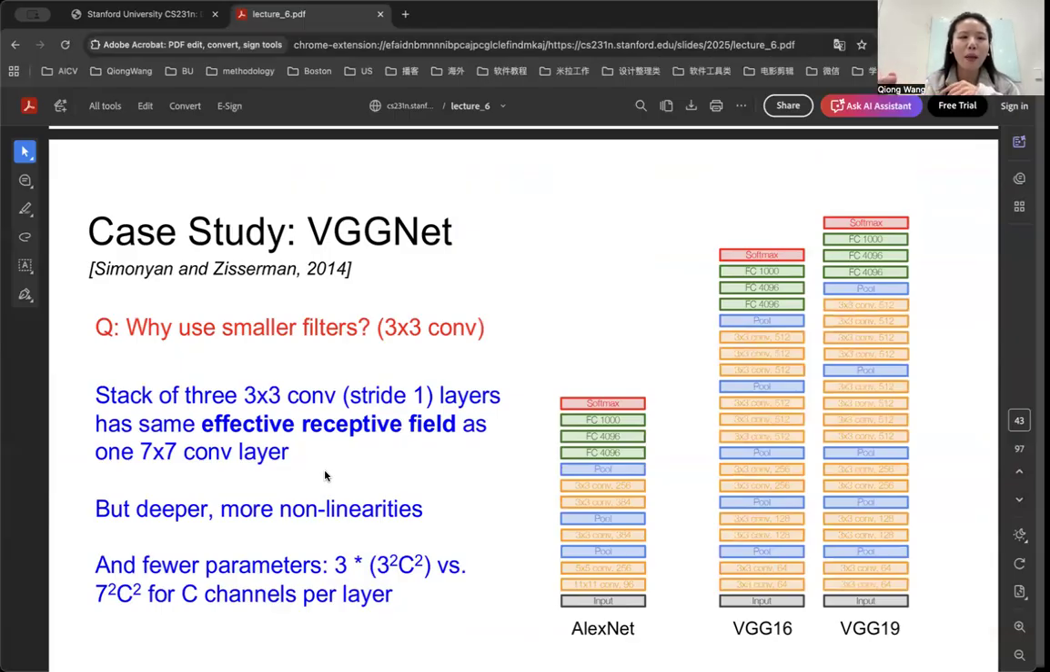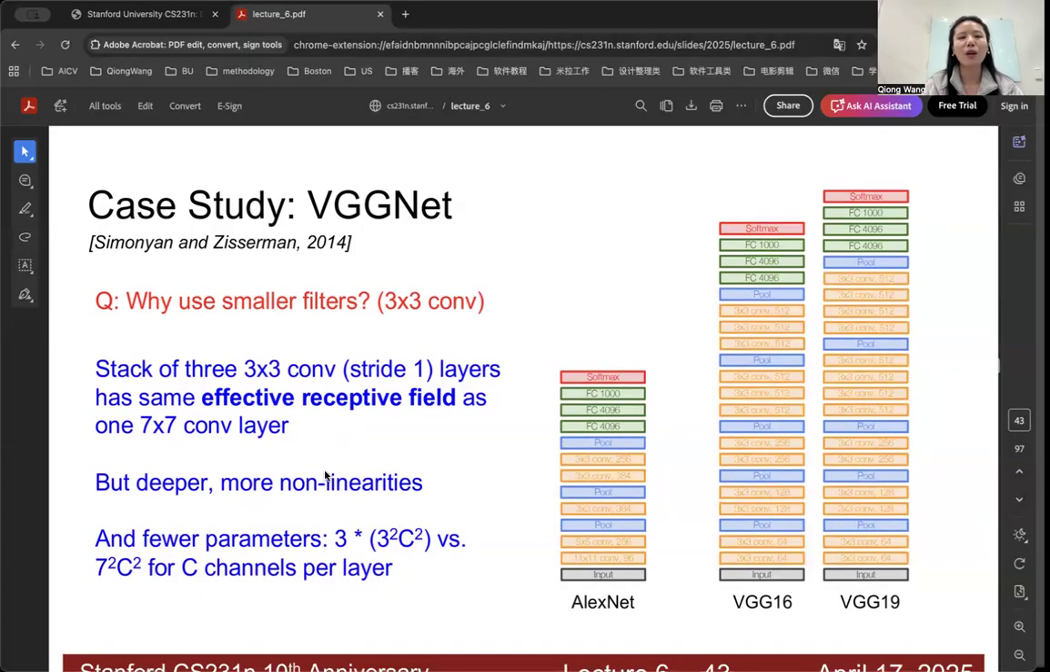receptive field as one 7x7 convolutional layer, but deeper and more non-linear, with fewer parameters. This means 3 times 3 squared C squared, compared to 7 squared C squared for C channels per layer, and 3 is smaller than 7. So this is why we use the 3x3.